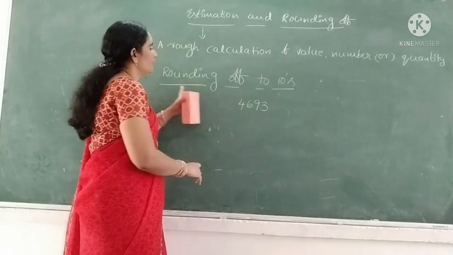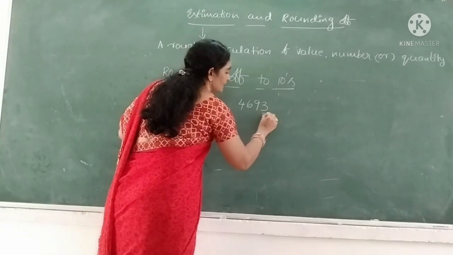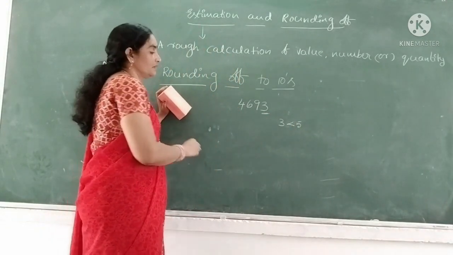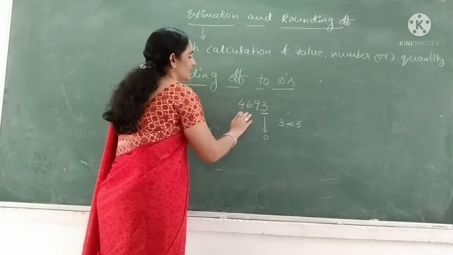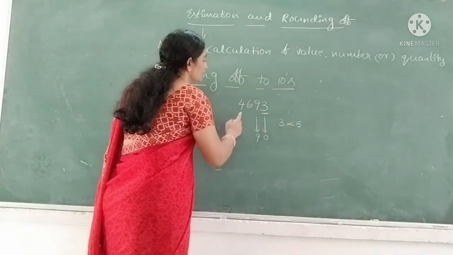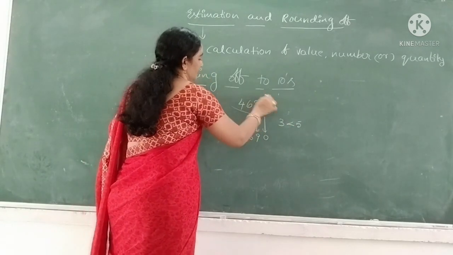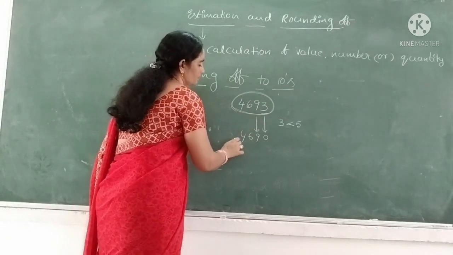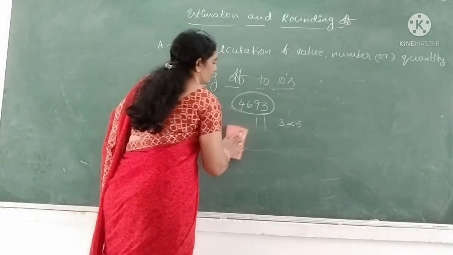4,693. Then we round off to the nearest tens. We look at the 3. 3 is less than 5, so we take zeros in the ones place and keep the same tens place. 6 is the same, 4 is the same. So we round off to the nearest tens: 4693 is rounded off to 4690.